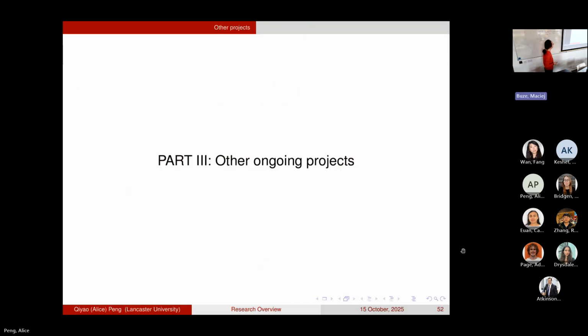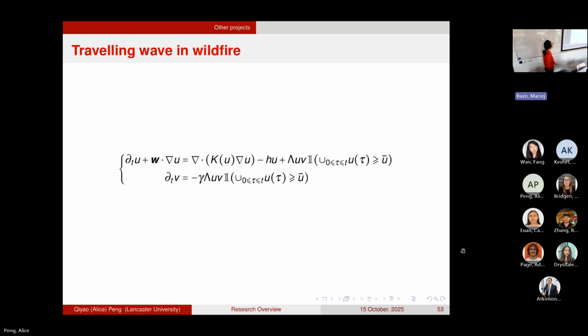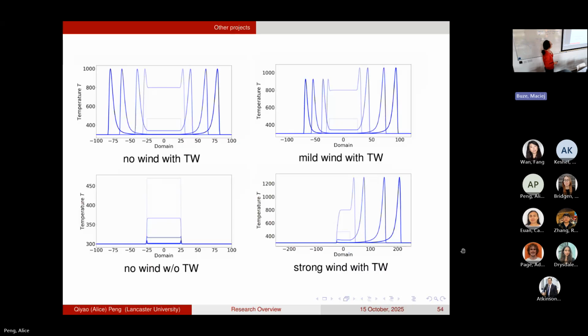Yes, we are entering the final part. I have another work studying the traveling wave in wildfire, which has already been published as a conference proceeding. From the analysis and simulation, you can see how the wind and the traveling wave are connected.